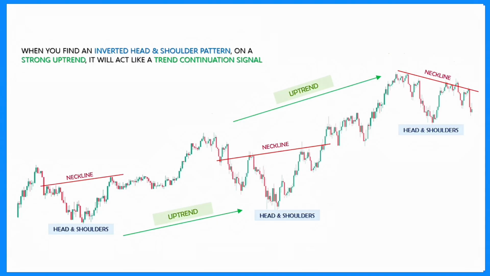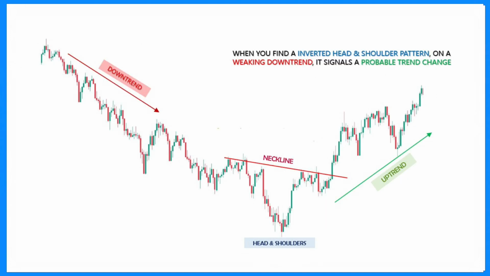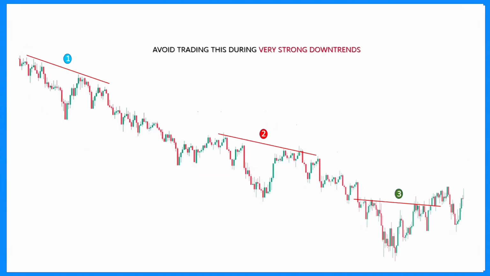However, there's another opportunity to use this pattern, and that's when it appears at the end of a downtrend. In such cases, the pattern serves as a confirmation that the existing downtrend is weakening, and there's a possibility of a reversal to the upside. But keep this in mind. Don't trade this setup during a very strong downtrend, because in those situations, the probability of a true reversal is quite low.